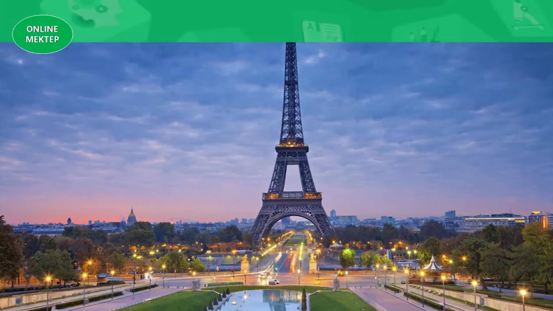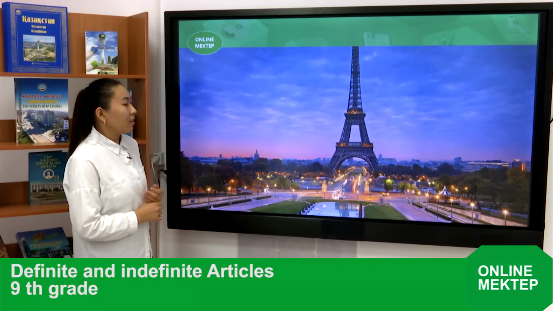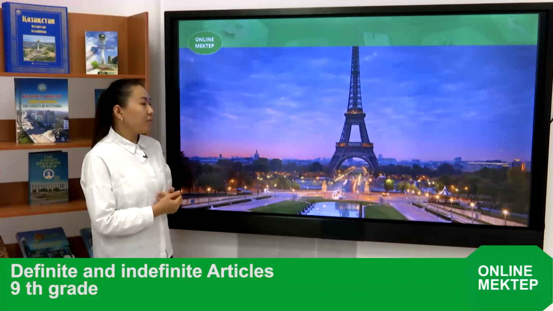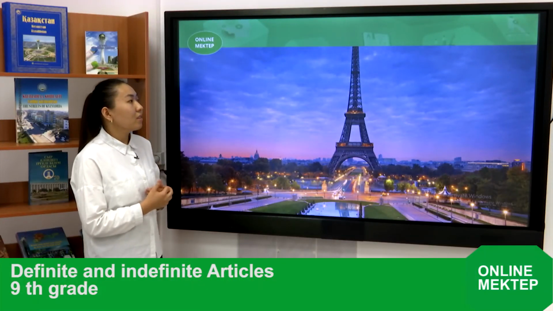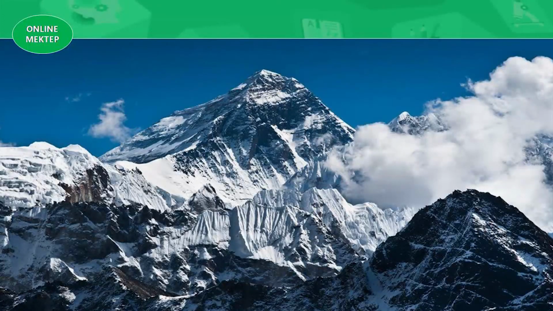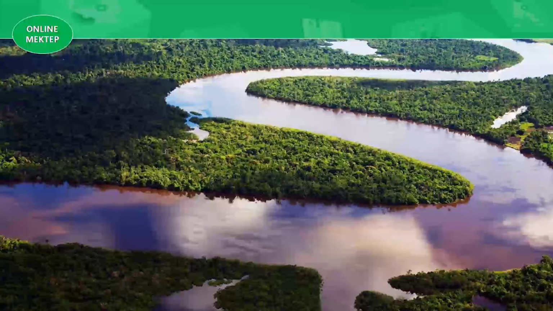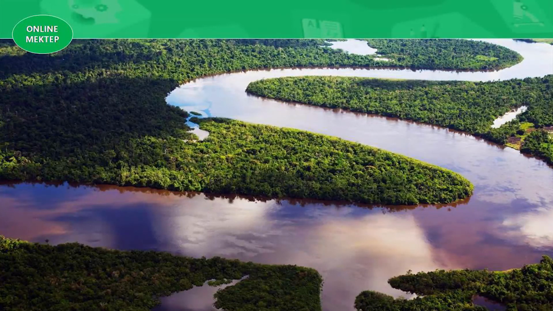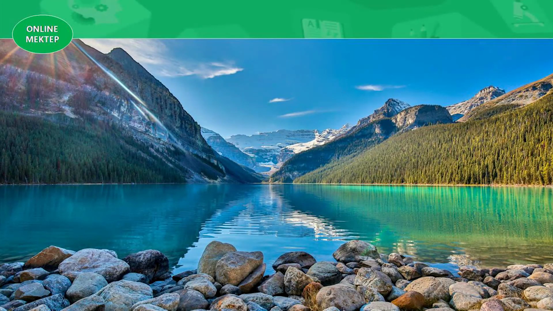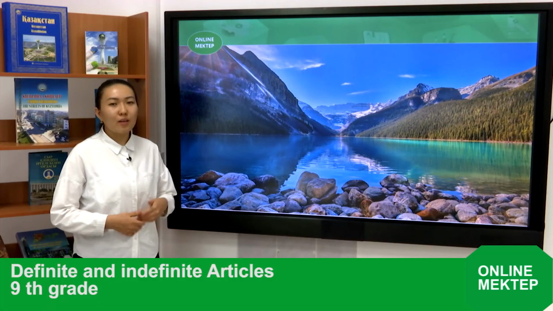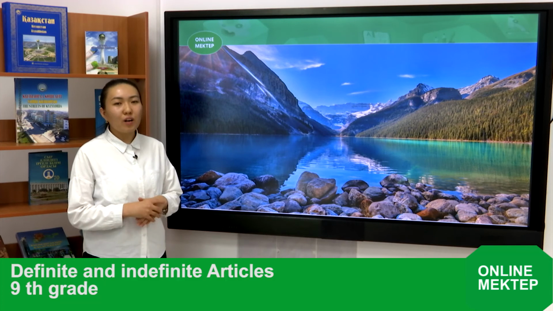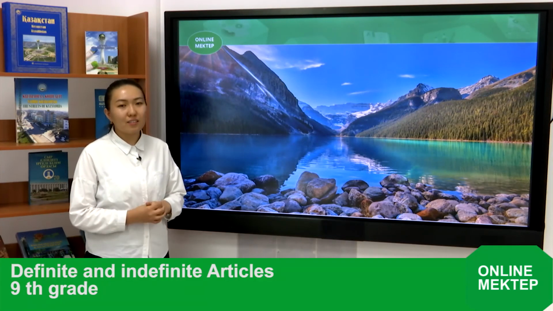This is Paris in France, and if being more specific, this is the Eiffel Tower. In the second photo, the mountains, the Himalayas. This photo is from South America, the river Amazon. The fourth photo is Canada in Alberta, Lake Louise. Oftentimes when we are talking about these famous places, we forget to use the articles.